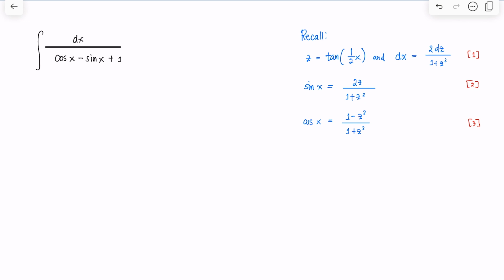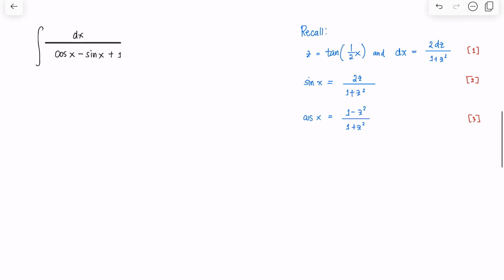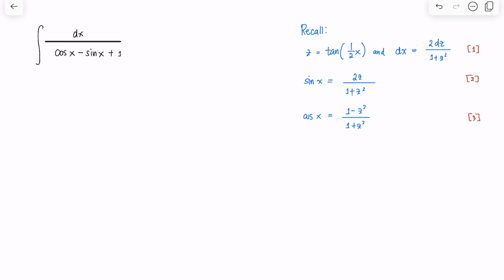We have another example of integration, a rational function of sine and cosine. This time we get the integral of dx over cosine of x minus sine of x plus 1. At first glance this looks intimidating, maybe for some, but once you perform the correct technique of integration, it will be easy.